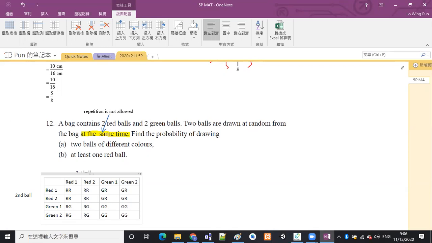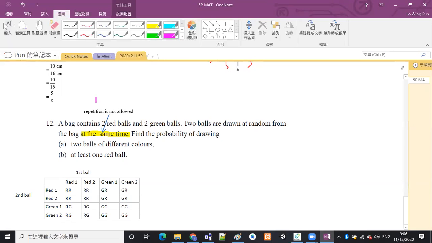But since we said earlier that repetition is not allowed, repetition is not allowed, so we are going to cross out the red one. This one is actually not possible. Okay, not possible.